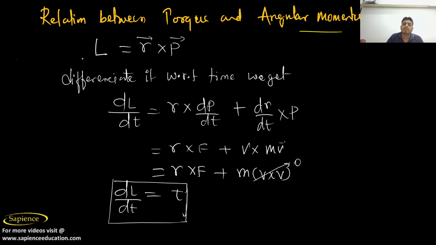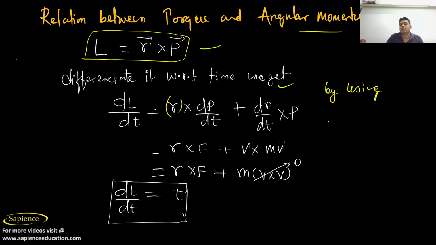So we have already derived this angular momentum L as r cross p. Now differentiate it with respect to time. We can get that dL/dt is equal to this: r, which you have kept in a bracket, dp/dt, plus dr/dt cross p, by using the uv method, the differentiation of u into v method.